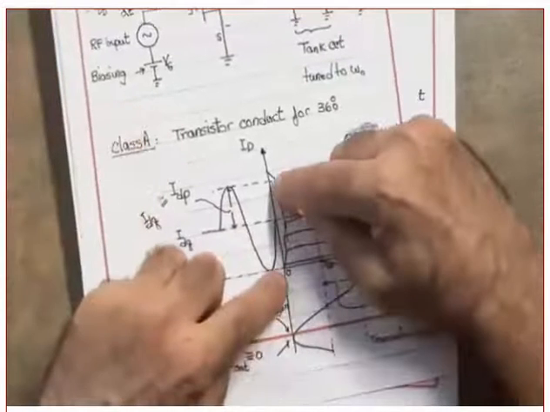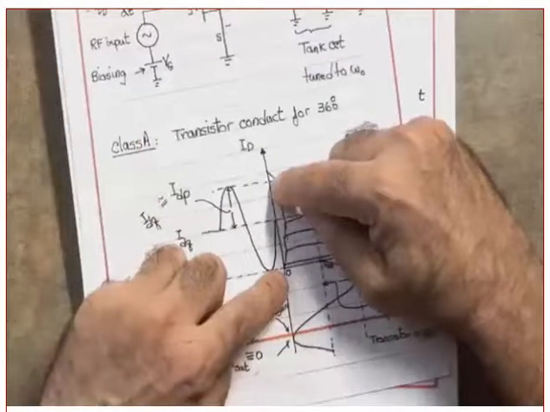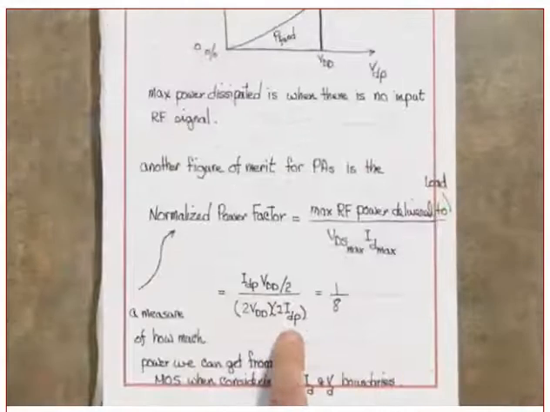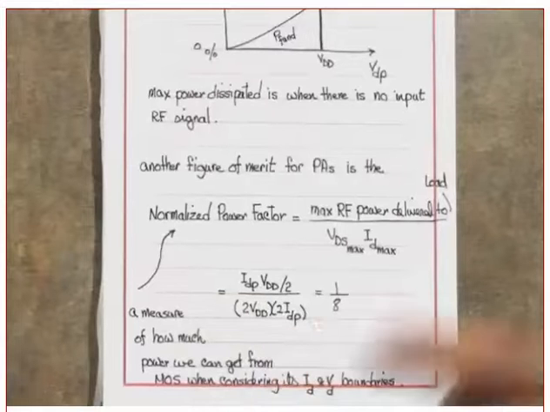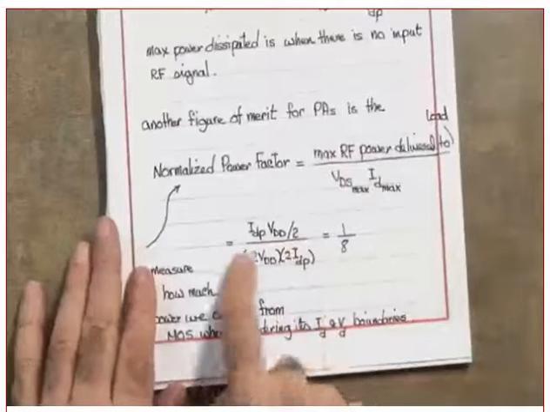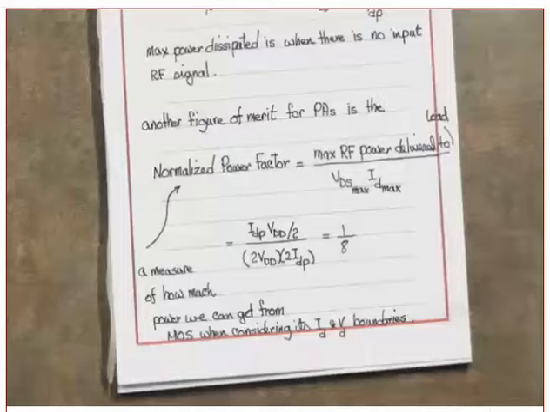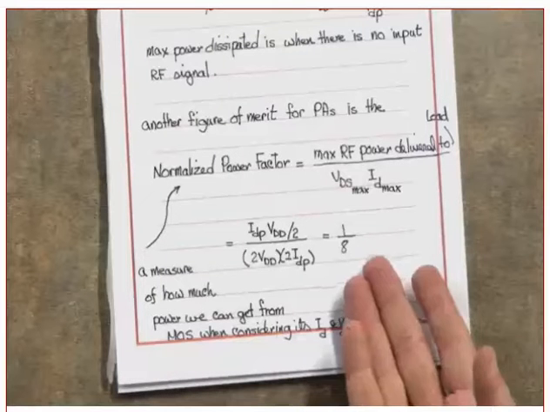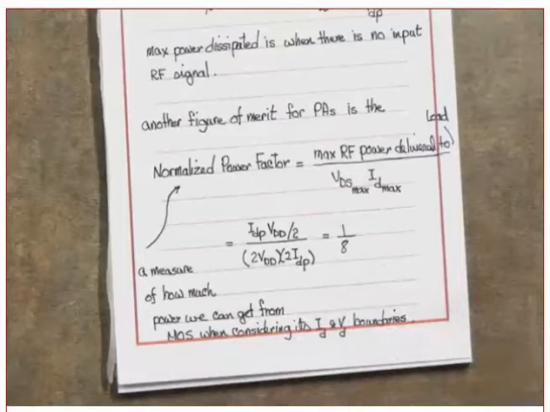Also, maximum current is what? From here to here. That's the maximum current. Yes? So it's 2 IDP. IDP is the peak. So it's peak to peak. If you take this one, which we already derived, divide by this one, you will get 1/8, which is roughly 12.5%. Are you following me?